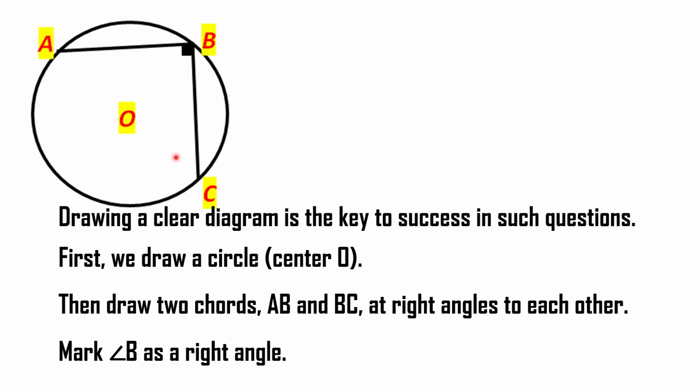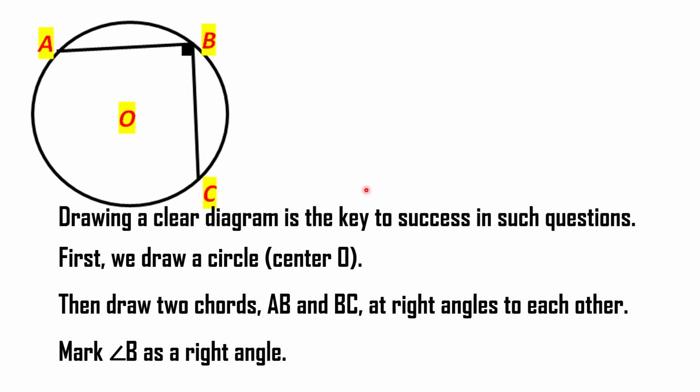And then we draw two chords AB and BC at right angles to each other. See the right angle marked here. A, B, C are 3 points on the circumference. The line joining AB and the line joining BC are mutually perpendicular, and we have marked B as a right angle. Now we will find the value of angle AOC.